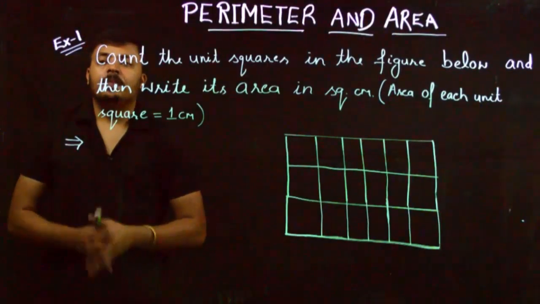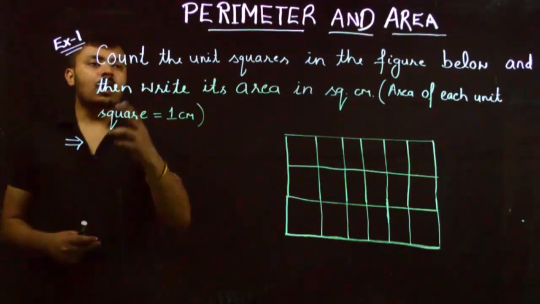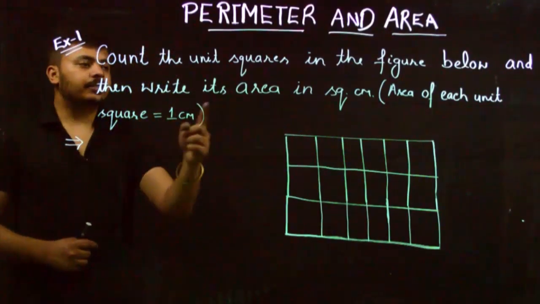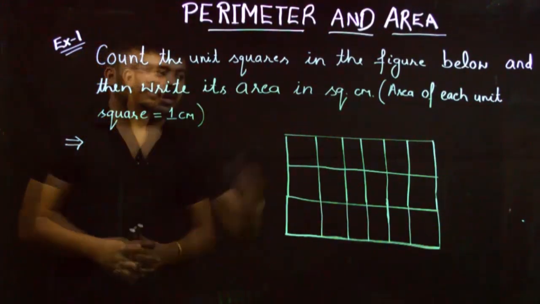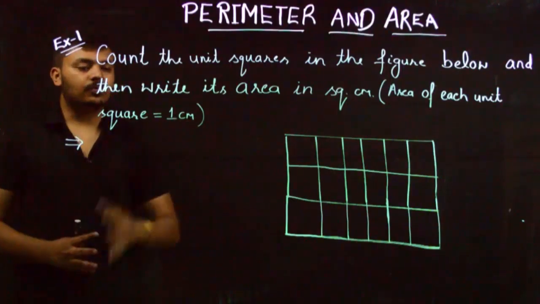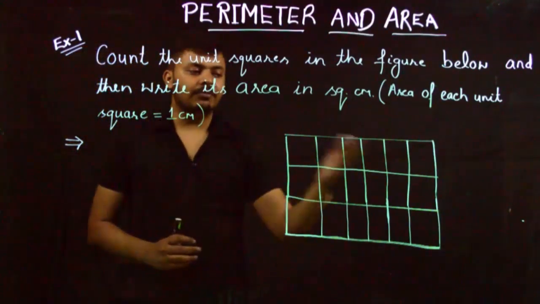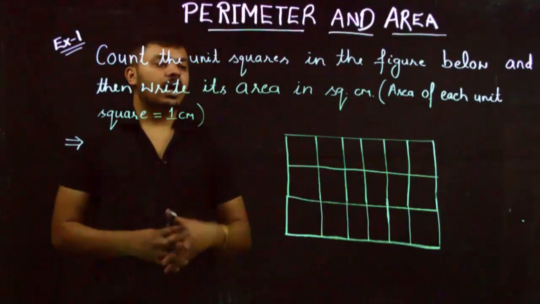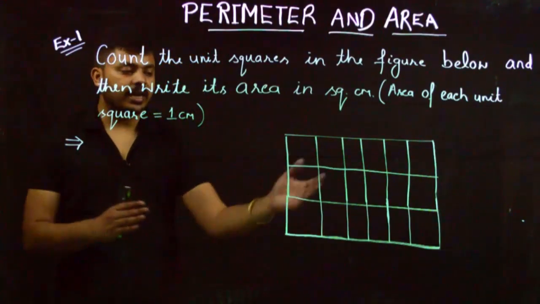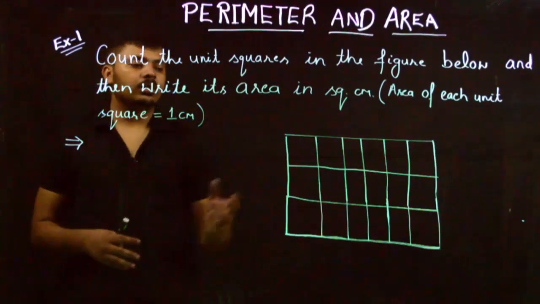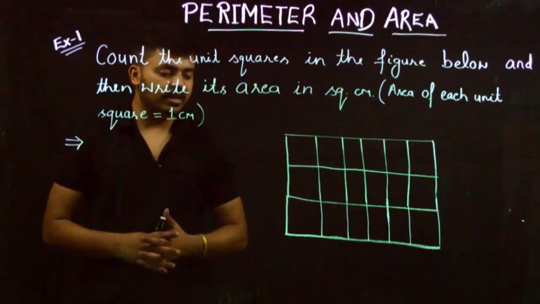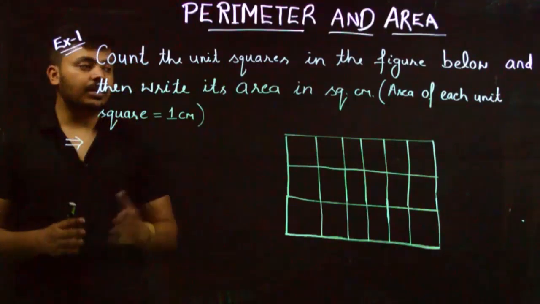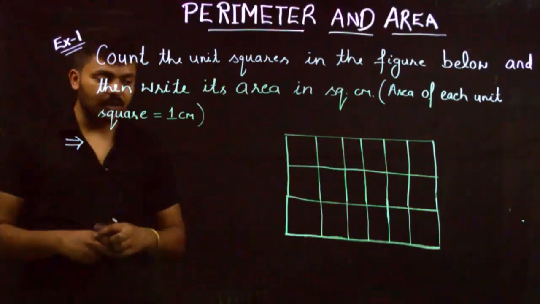So students, now look at example number 1. Count the unit squares in the figure below and then write its area in square centimeters. Area of each unit square equals 1 square centimeter. So here we are given a figure in which we have squares, and we have to count the unit squares in the figure and write the area of this figure. And we are given each unit square is equal to 1 square centimeter.